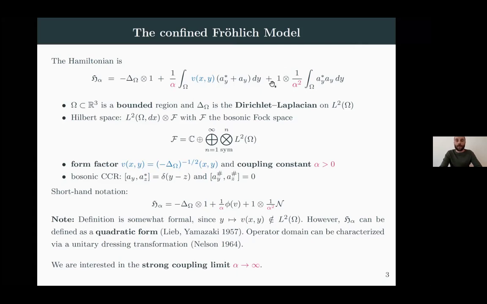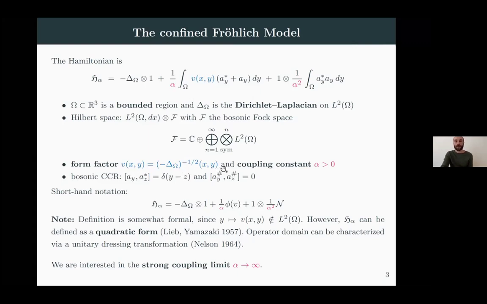And then there's a third term that describes the interaction between the electron and the field that is given by this linear field operator that creates or annihilates a phonon with an x-dependent phonon wave function v. And this v is called the form factor, and in the polaron model, it's chosen as the kernel of this operator here. And this is motivated by this physical picture of having an electron in interaction with these small dipoles.